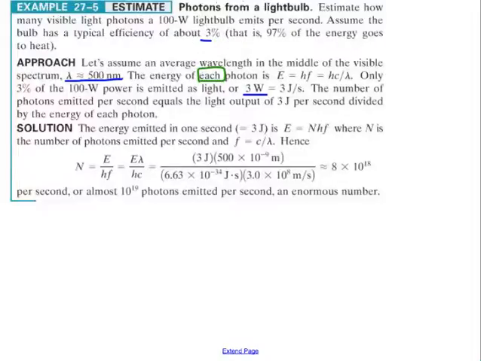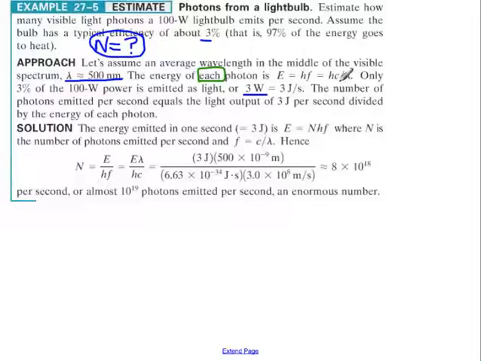See, we should be clear. I should follow my own problem-solving advice. It says estimate how many visible photons. So at the very beginning of the problem, I should have said how many photons. That's what we're trying to come up with. So first we did it for a single photon, and now we're looking at that same thing just multiplied by how many there are. Okay?